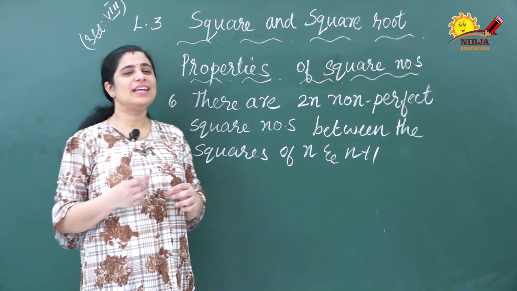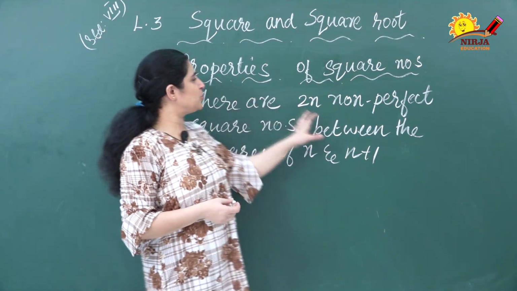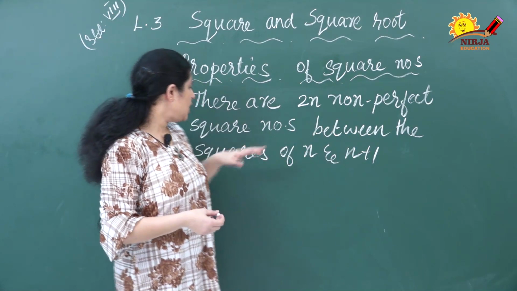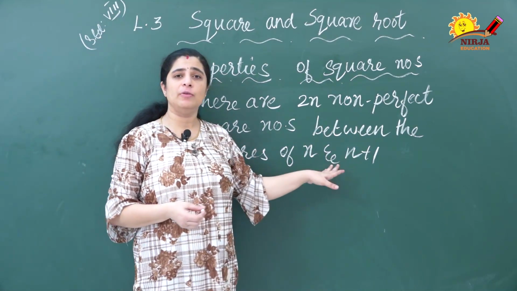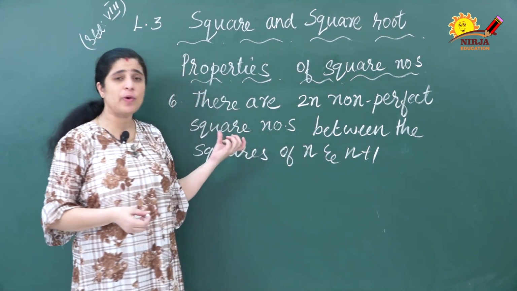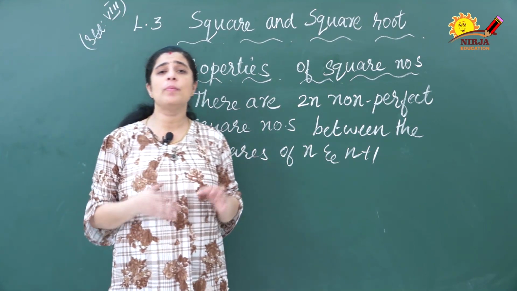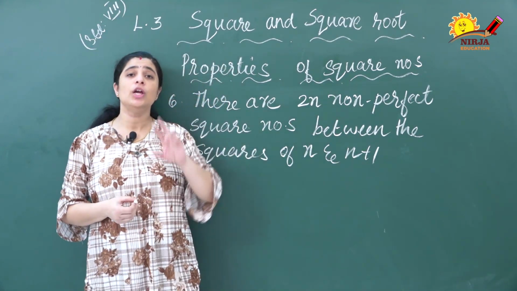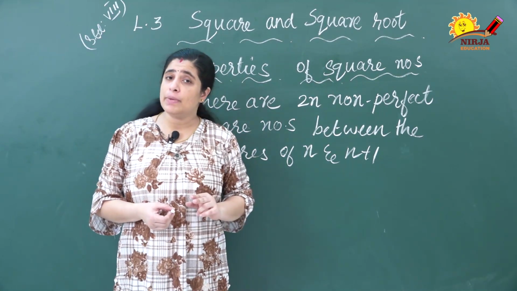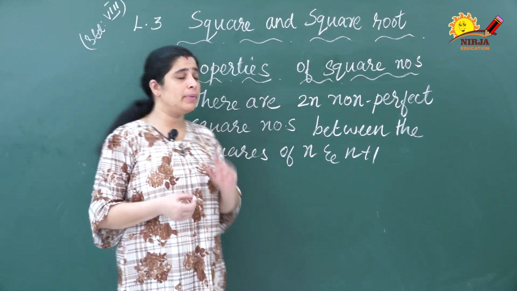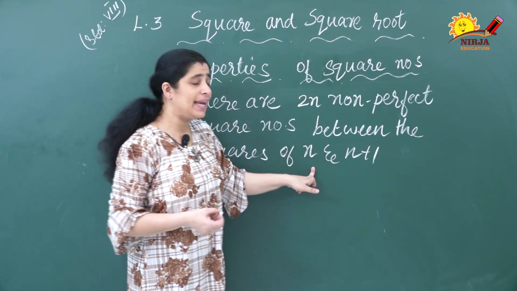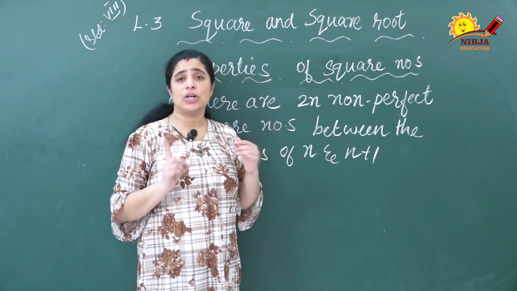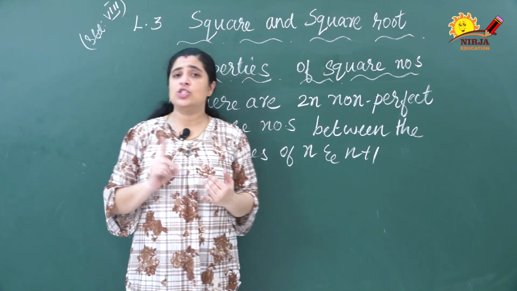The next property is that there are 2n non-perfect square numbers between the squares of n and n plus 1. Using this property you can find how many non-perfect square numbers will be there between two given numbers. The numbers should be consecutive because it is given as n and n plus 1. These two numbers should be natural numbers. N should be a natural number.